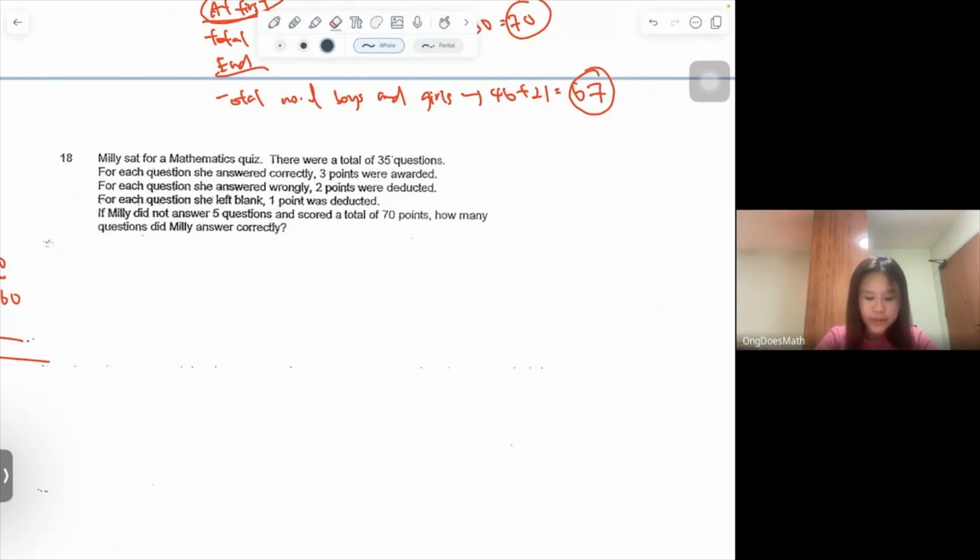Okay, so for our very last question, Millie took a mathematical quiz, there were a total of 35 questions. For each question she answered correctly, 3 points were awarded. And for each question she answered wrongly, 2 points were deducted. And there's another part where it says for each question she left blank, 1 point was deducted. If Millie did not answer 5 questions and scored a total of 70 points, how many questions did Millie answer correctly?